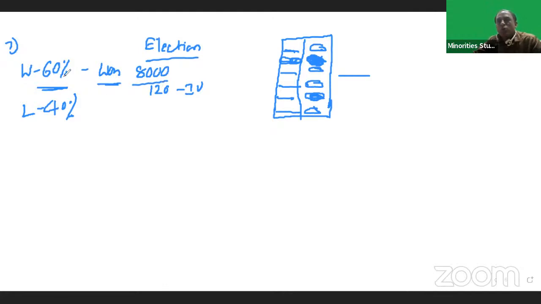So what is the meaning of majority? Winner minus loser: 60 minus 40 is 20%. So the majority is 20%, and 20% is equal to 8,000 votes. Then find the 100% votes.